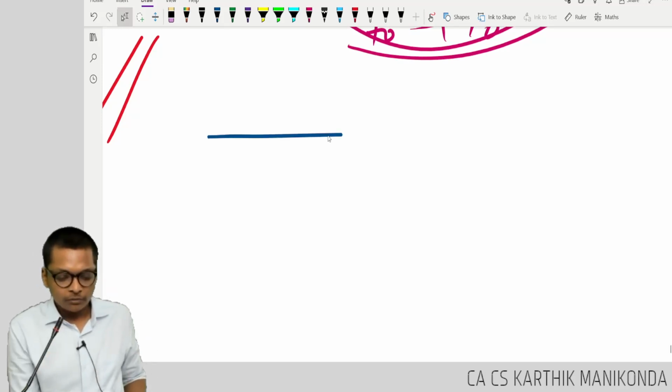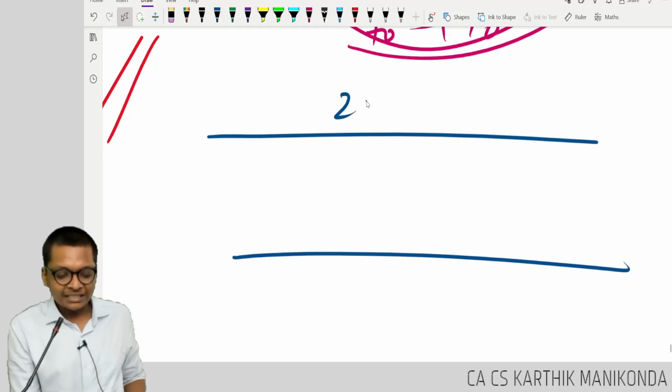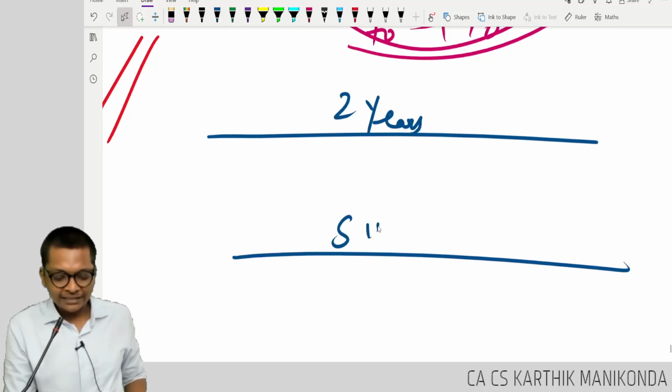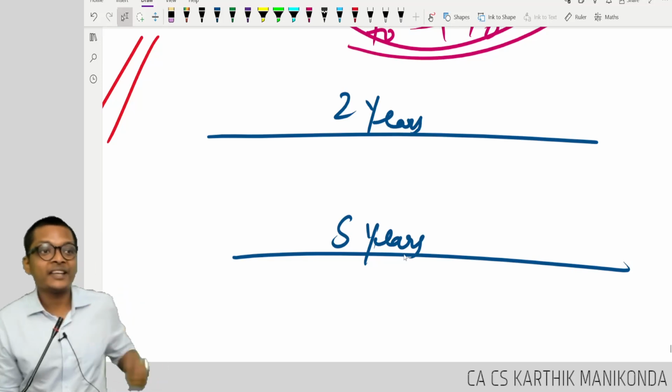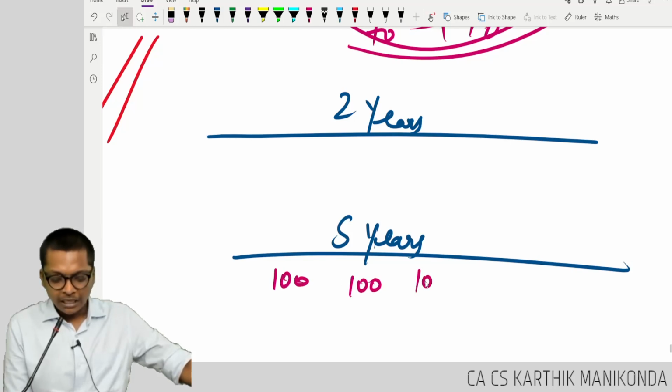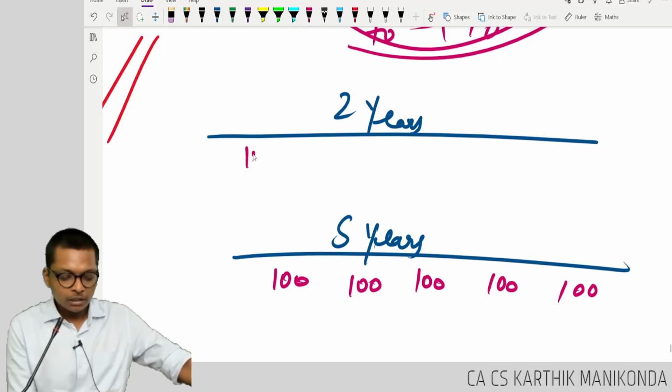Okay. For example, house construction takes, let's assume, 2 years, and let's say the loan is for 5 years. Now, assume the interest per year is 100 lakhs or 1 crore. Okay. Interest per year is 100. The first 2 years alone, you will do what, guys?